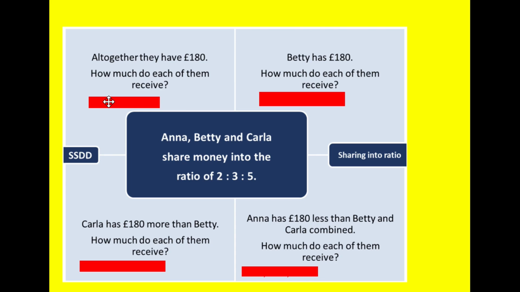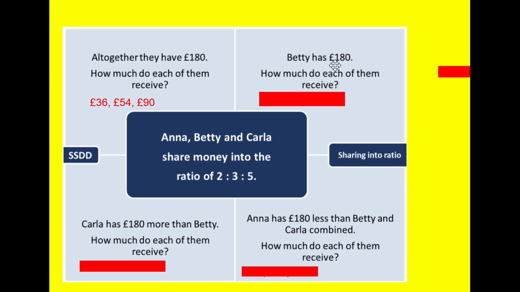Okay, first one. Altogether they have 180. I'm going to talk about these quite quickly. Here's the answer. What we need to realize is that the full thing is 10 parts, and 10 parts is worth 180. I'm not drawing a bar diagram here, but I could represent it. I can work out what 1 part is. It's 18. And I can do 18 times 2, 18 times 3, 18 times 5, and this is what I get. So that was sharing into a ratio.